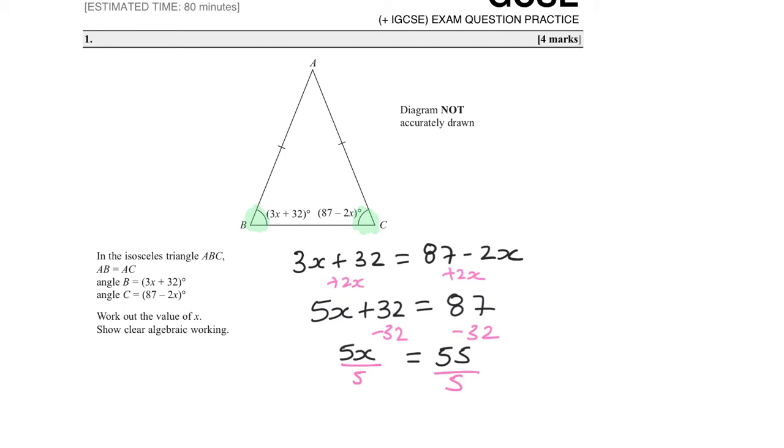5x divided by 5 is x. 55 divided by 5 is 11. So you can see the hardest part of these problems is figuring out what skills you have to do to write the equation, and then it's just simple solving and rearranging equations.